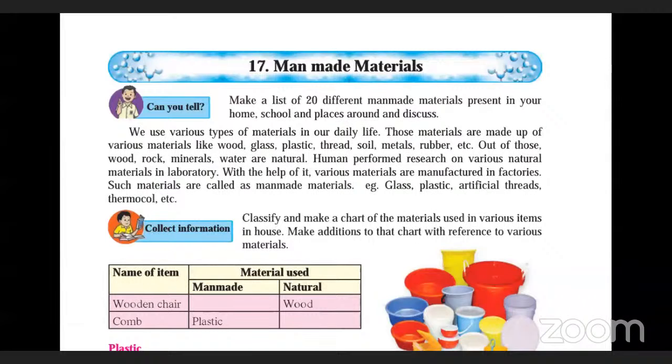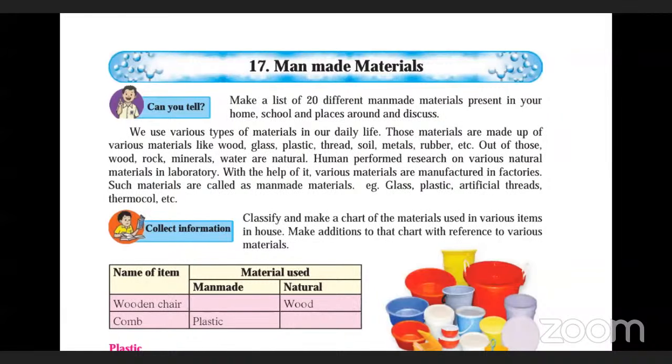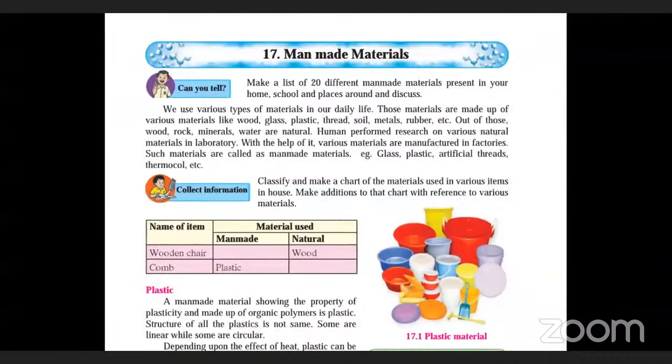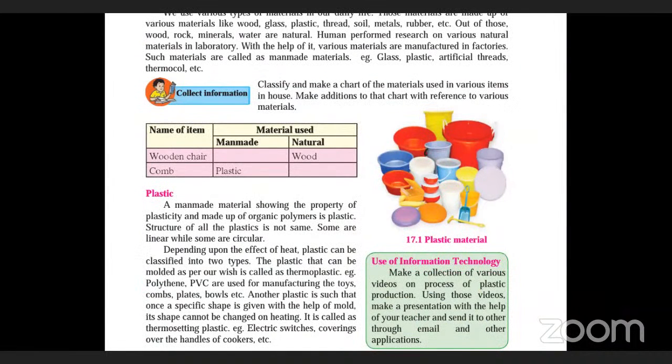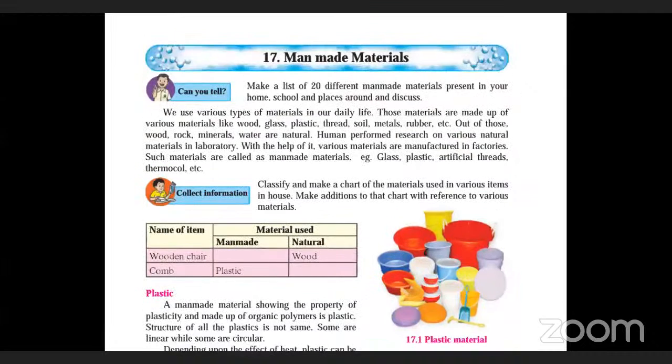So materials which are present around us can be classified as natural materials or man-made materials, right? So what are the natural materials? Materials which we get directly from nature are known as natural materials, but some materials we are synthesizing are known as man-made. Man-made means made by man, made by us. So these man-made materials are like plastic. We don't get plastic from nature, right? Plastic is a substance which is synthesized by us. So plastic is an example of man-made material.